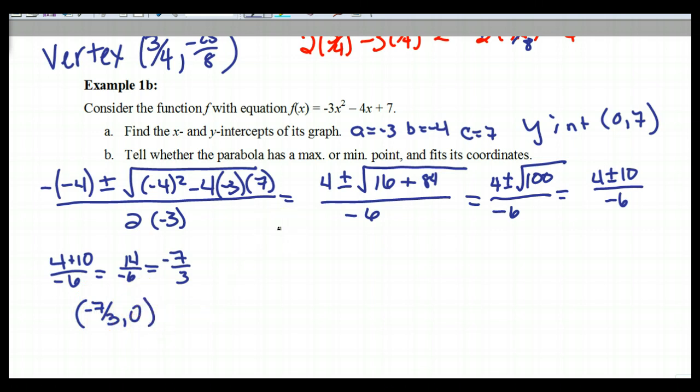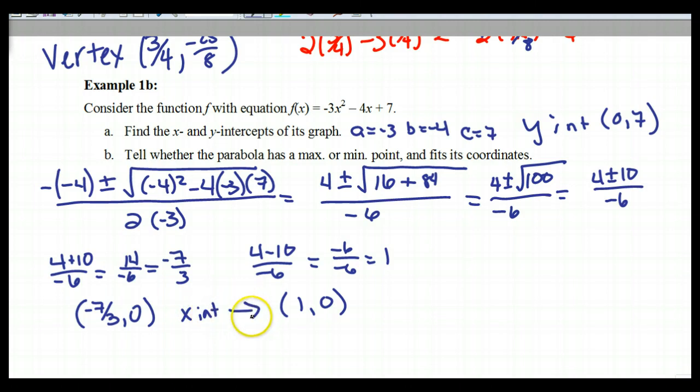Wait, you forgot the minus. I know, I haven't done it yet. So now we're going to do 4 minus 10 over -6. That'll be -6 over -6, which is 1. I like that one even better. Okay, so those are our x-intercepts.